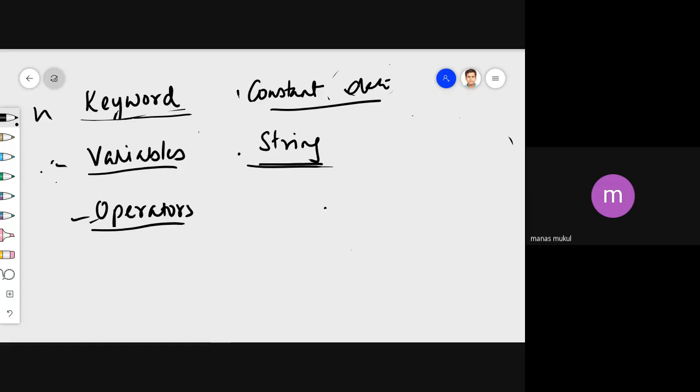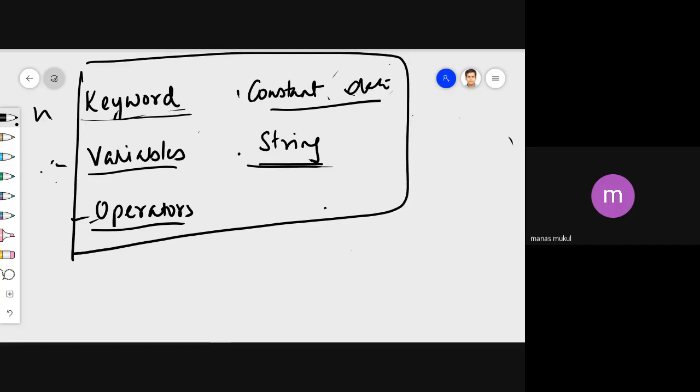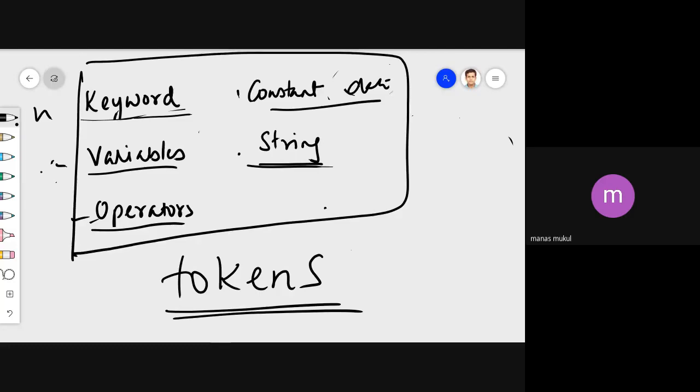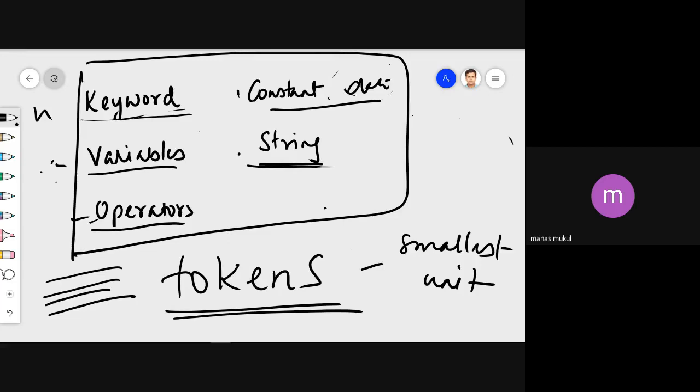Now these are called together as tokens. Please remember, they are called tokens. What are tokens? Tokens are the smallest unit in a program. They are the molecules of the program. That means by combining different tokens, we can write a statement, and by combining different statements, we can write the program. So did you understand this?